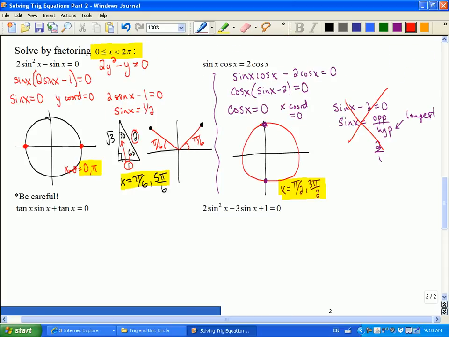So the question, if you didn't hear it, was can we just divide by cosine of x? And the answer is maybe. The reason you don't want to do that is you're going to lose information when you make things disappear from the equation. So for example, if you divided out cosine, then the equation would look like this now.